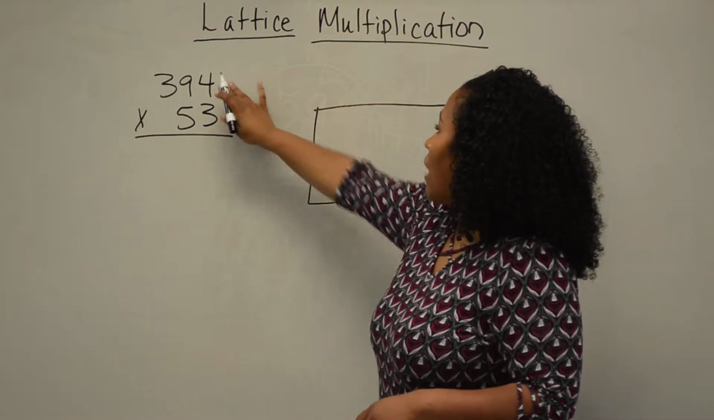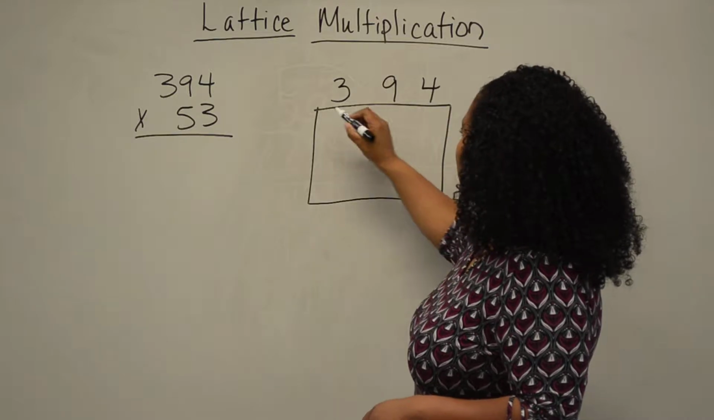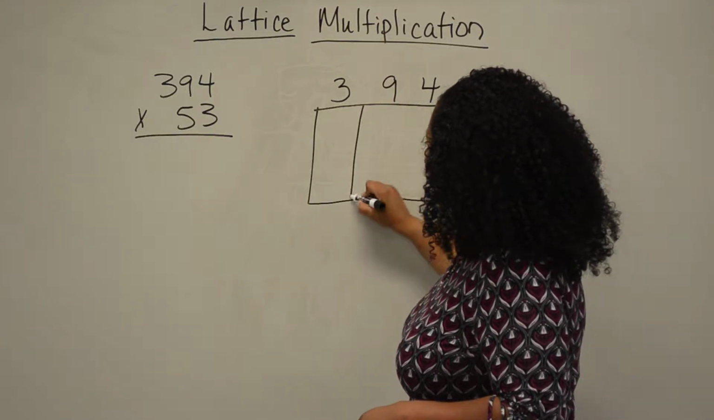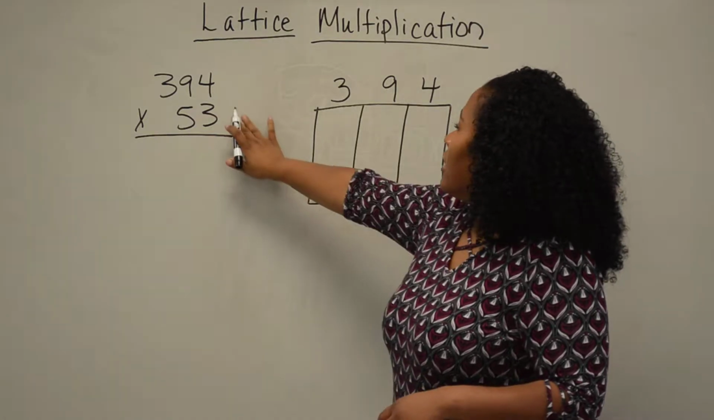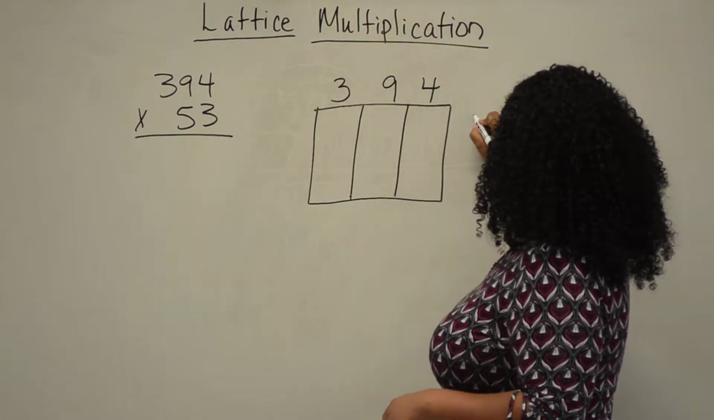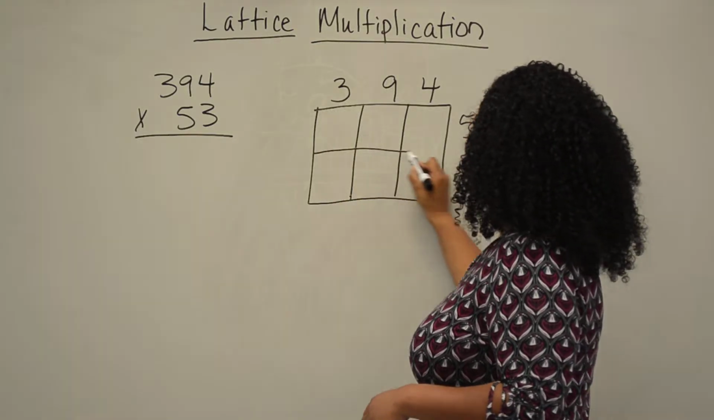And I'm going to put my top number there. So 394. And I'm going to make the same number of columns that I have for numbers. So I have 3 digits, so I will have 3 columns here. Now the bottom factor, 53, I'm going to put over on the side. And since I have 2 digits, I'm going to have 2 rows here.